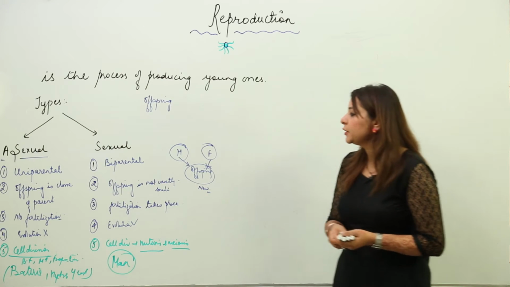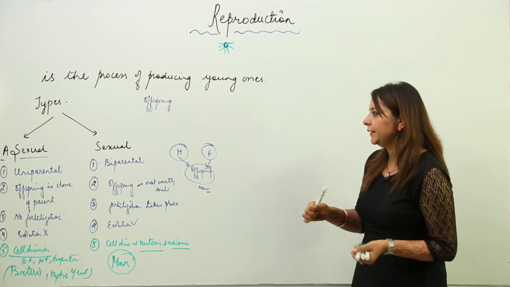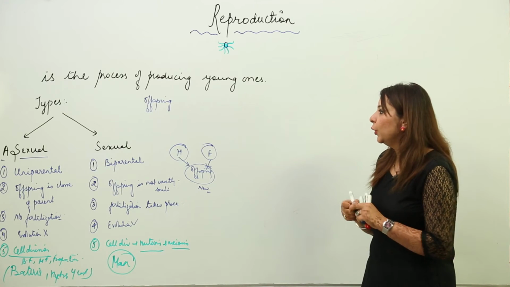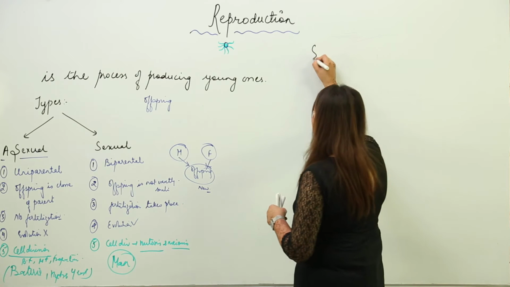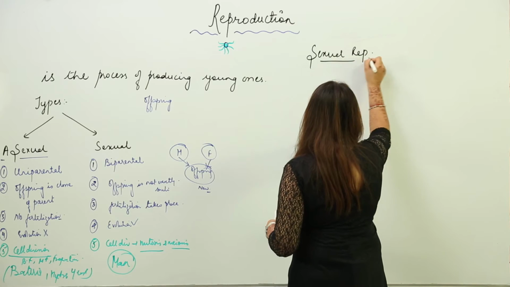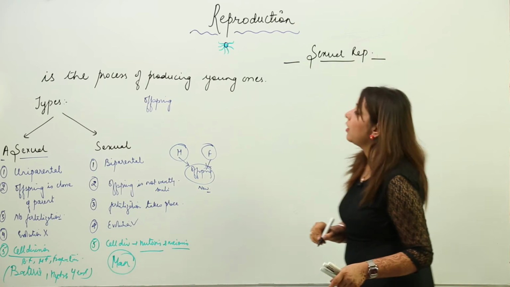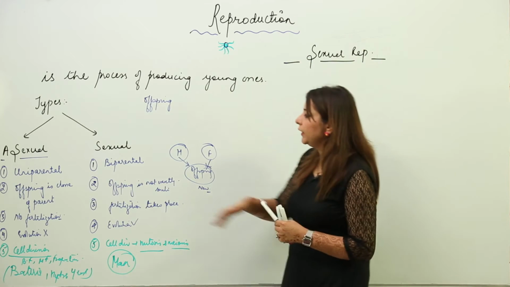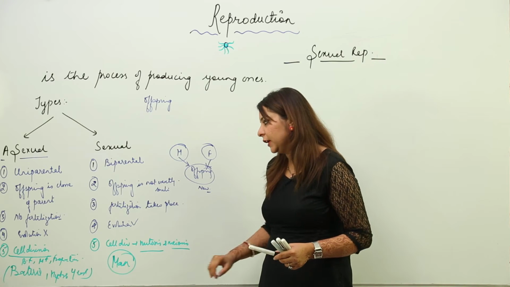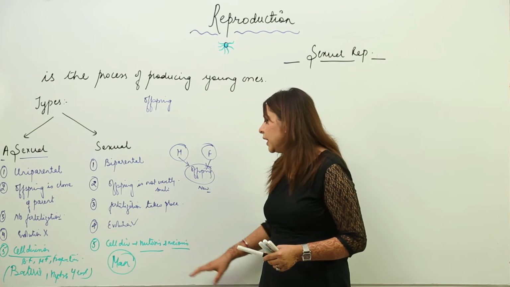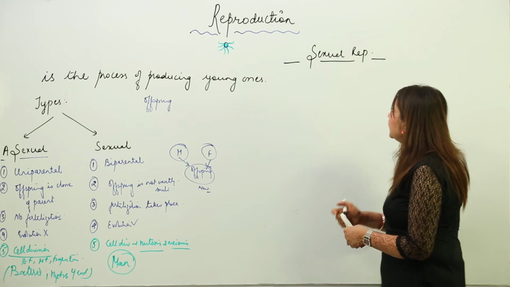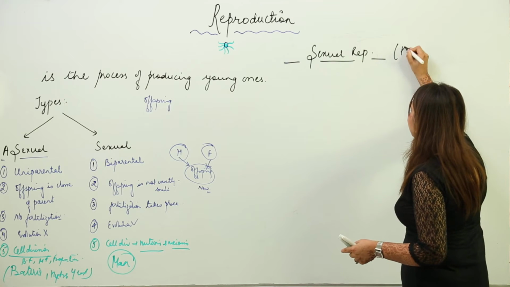Now what we will be doing is first starting with sexual reproduction, and then we will come to asexual reproduction. So here we are starting with sexual reproduction. In sexual reproduction, you already know it is biparental, the offspring is not exactly similar, fertilization takes place, it leads to evolution, and cell division occurs by mitosis and meiosis. Example: man. So I am just going to explain sexual reproduction in humans first.